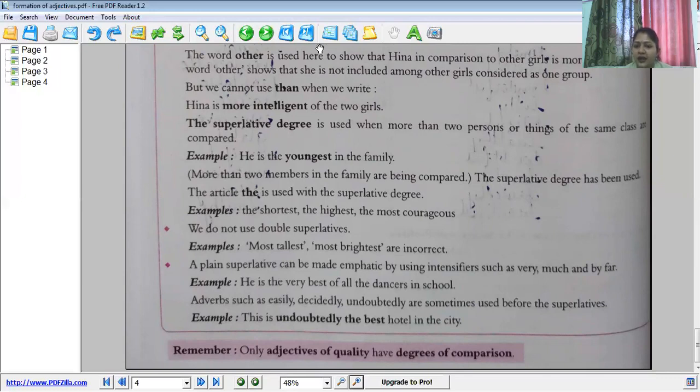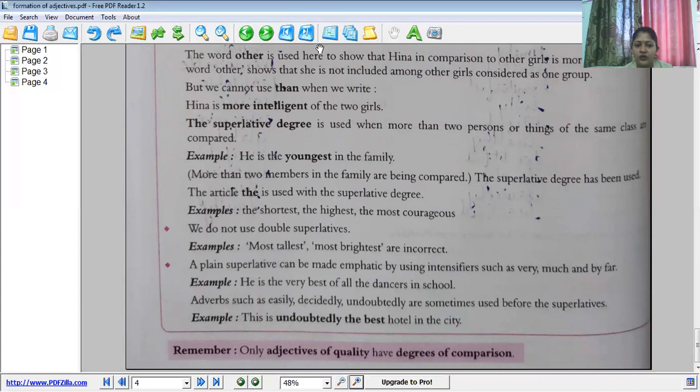Now what do we add in the superlative degree? Have we learned about articles a, an and the? So when we had told about the is used, there were several points when do we use the article the, and one among these was when we use the superlative degree of comparison. Okay, when we compare things and we have the superlative degree, we use the. Examples are the shortest, the highest, the most courageous.